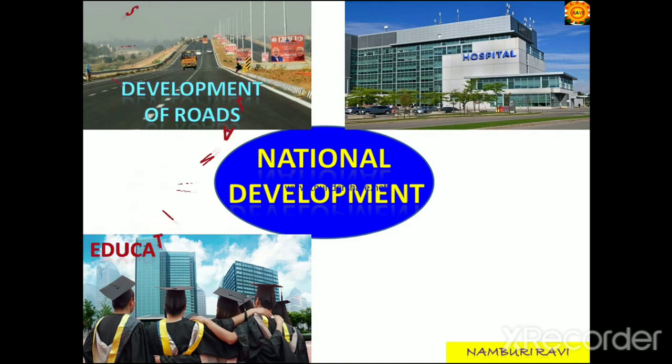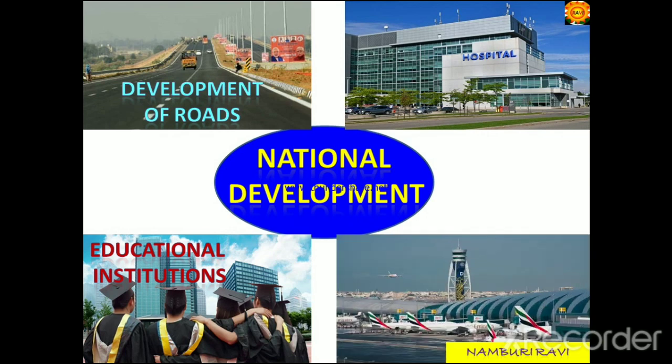Then the third one is educational institutions. If the government provides a large number of educational institutions like schools, colleges, universities, and many other educational institutions, then automatically people will get education and they will improve their living standard. Then the country's income also increases, per capita income also increases. Then automatically we can see an all-round development in the country.